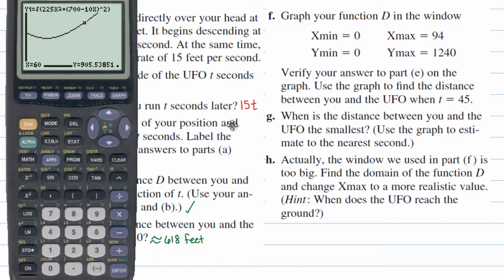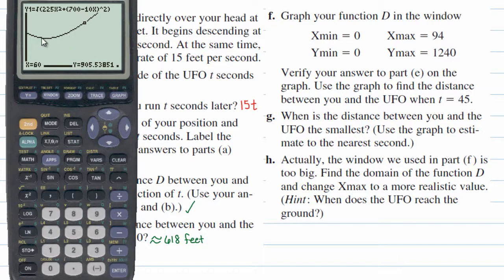Right? It's pretty neat. Okay. When is the distance between you and the UFO the smallest? And then it does say use the graph to estimate the nearest second. So the distance again is represented by the heights, and this is just asking when are the heights on this graph the lowest. So that happens to be in this region right here.